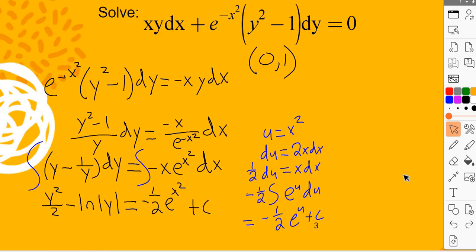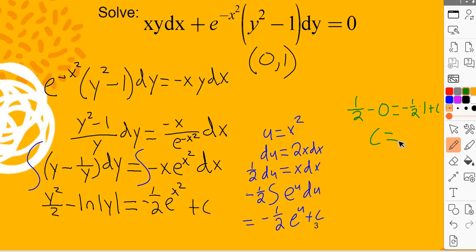Pretty straightforward. Let's come over here. I'll use a different color. So what am I plugging in for y? 1. So I have 1 squared, which is 1, so I should get 1/2. What is the natural log of 1? 0. Then I have a negative 1/2 times e to the, what am I plugging in for x? 0. What is e to the 0? 1. Okay, so then how would we solve for c?